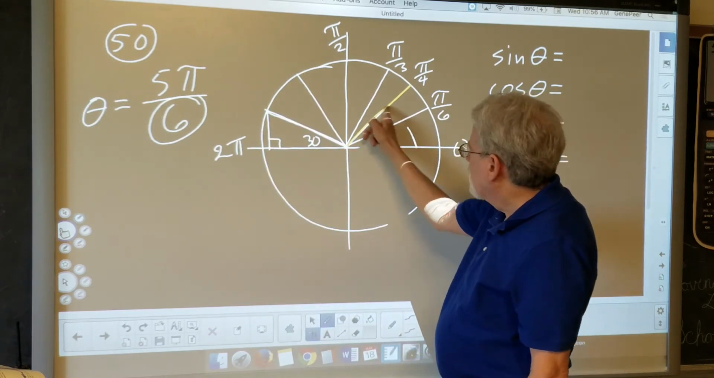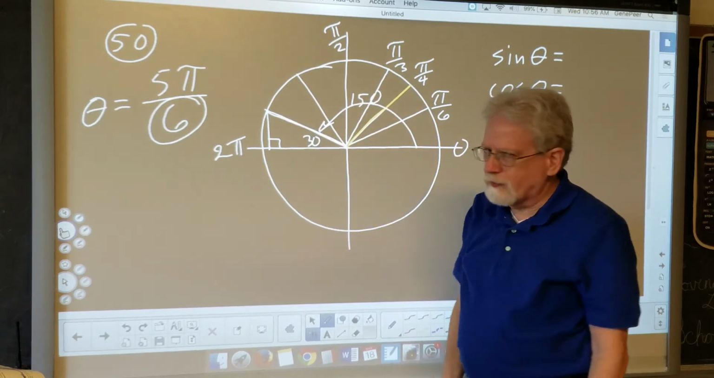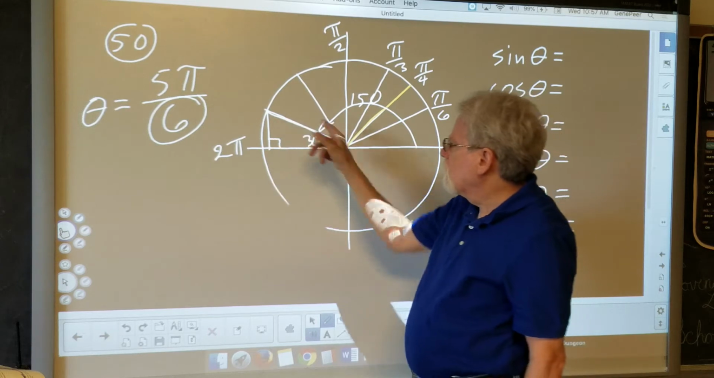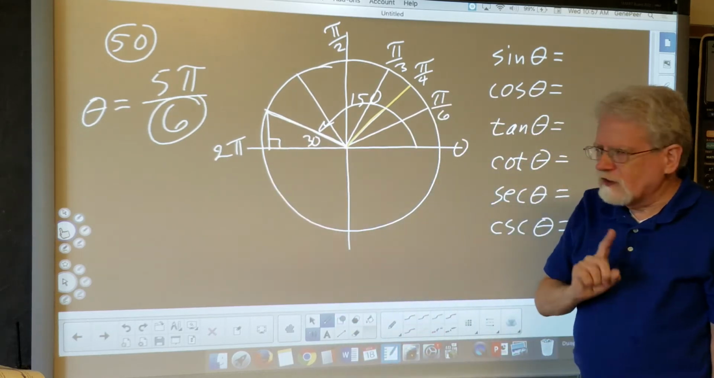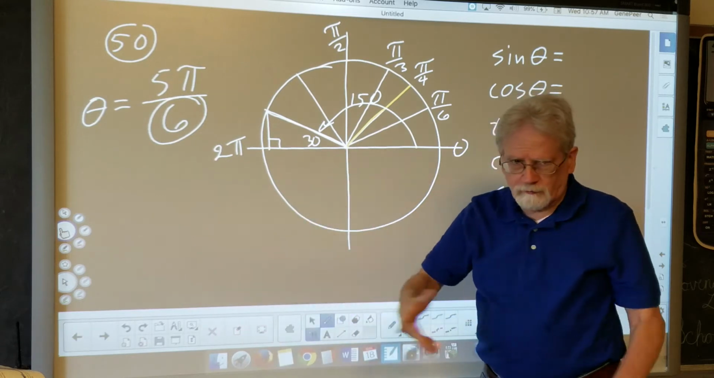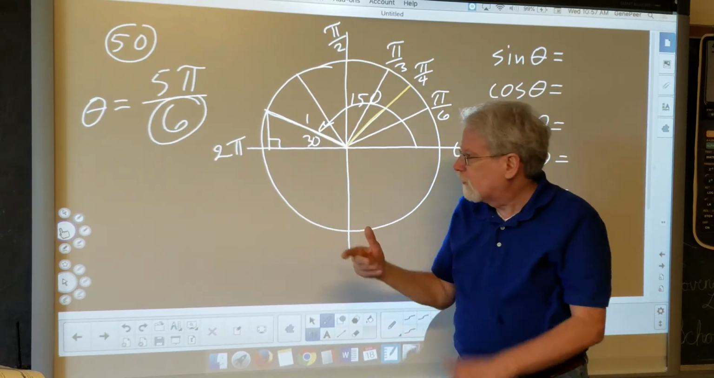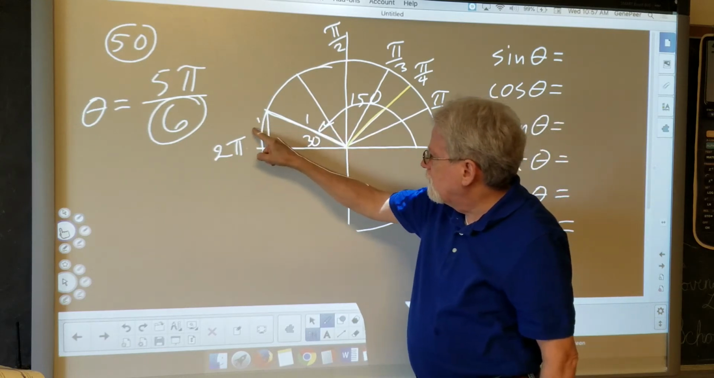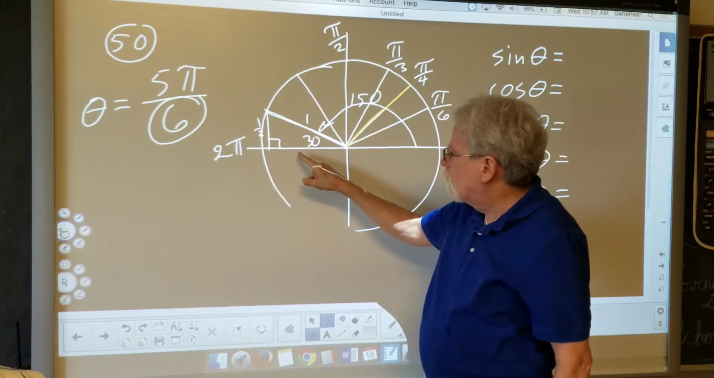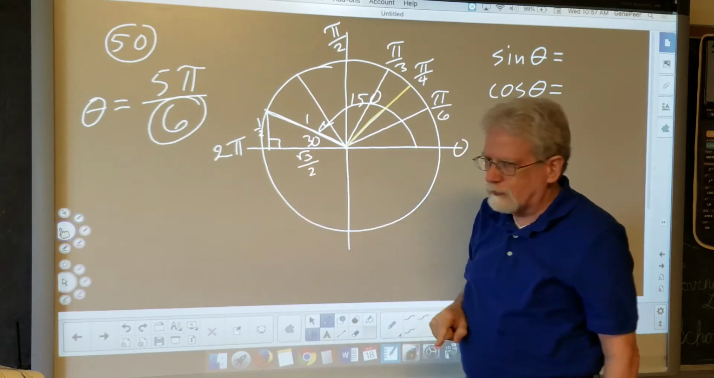If this is 150, this must be 30. So we're talking about a 30-60 triangle. Again, it is your responsibility to know the relationships, the ratios for 30-60 triangles. If the hypotenuse is 1, because this is a unit circle, then the short leg is going to be 1/2. The long leg will be 1/2 square root of 3, better known as square root of 3 over 2.